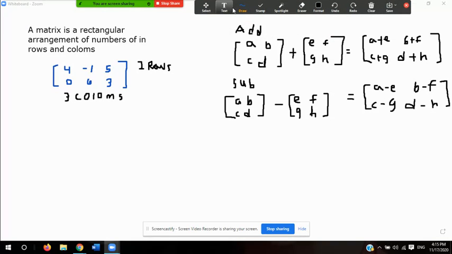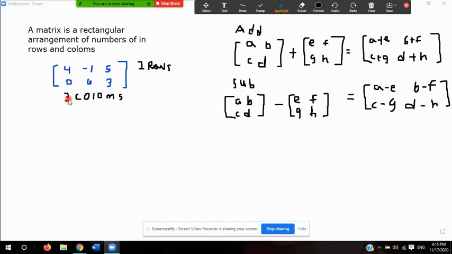The definition of what a matrix is, and then today we're going to focus on adding and subtracting and basic operations of matrices. Okay, so here we go. It says a matrix is a rectangular arrangement of numbers in rows and columns. So if we have this, it's basically a rectangular arrangement of numbers.